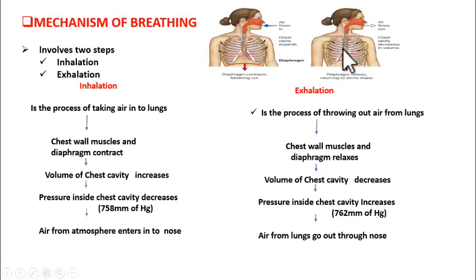Now the volume decreases. As the volume decreases, pressure increases. How much? By 2 mm of Hg. So 760 outside and 762 inside. Now what happens? Pressure is more here. So what happens? Air comes out, expels out of lungs. Got it, students? This is how the mechanism of breathing occurs.